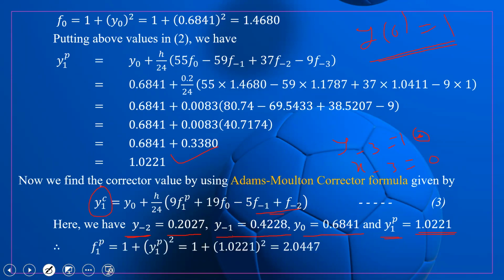So let us first calculate f1p. What is f1p? It is nothing but 1 plus y1p whole square. So y1p whole square is 1.0221 whole square, plus 1. So this is 2.0447. This is the first value. The value of y0 is 0.6841. H is equal to 0.2. Let us consider f of 0.